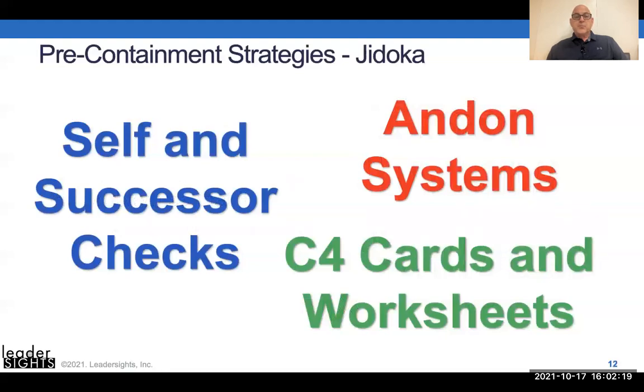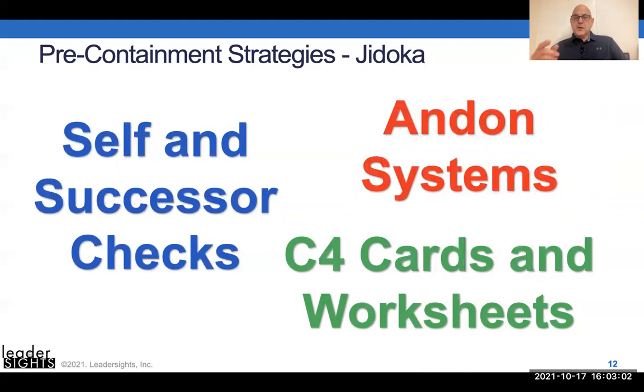So we've got a couple of pre-containment strategies in the Jidoka management system. It's really about self and successor checks, and we'll talk more about these in later modules, but self and successor checks are just built into the standardized work, where before a team member does work, they check what they've got to do, they do the work, then they check their own work before they pass it down, and then the next person who picks it up, the first thing they do is check it, then they do their work, and then they check their own work. So it's this series of disciplined self and successor checks that should minimize the chance of passing defects down through the system.